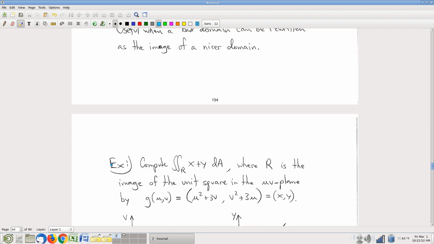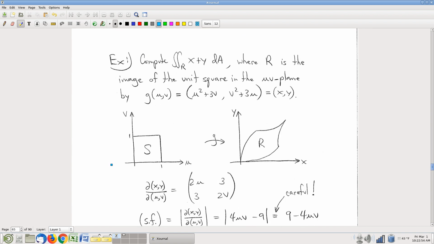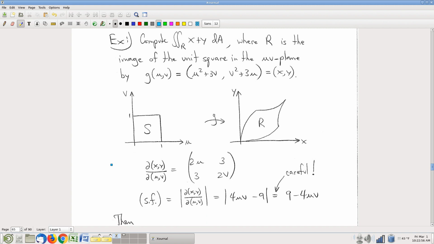So we actually started this example last time. Let's just finish it up here. So here we have a function that relates an input domain and an output domain, just like the setup that we had on the previous page. We talked about computing its Jacobian determinant, and that's just a computation. That Jacobian determinant is 4uv minus 9. And this is where we ran out of time.